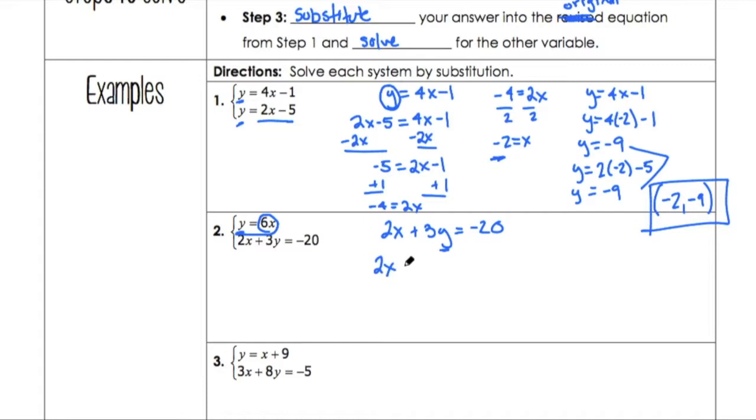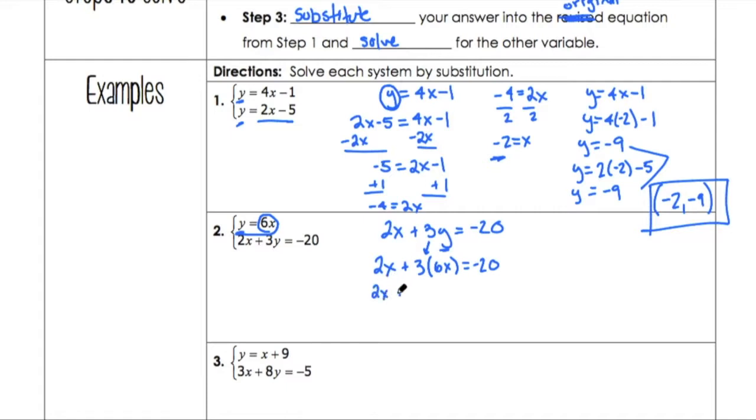So 2x here plus the 3 stays. The 3 is not what we're substituting for. We're substituting for this y. So the y goes away. In y's place, we replace it with 6x. We still have equals negative 20 on the other side. Now, we have one equation with one variable we can go ahead and solve.